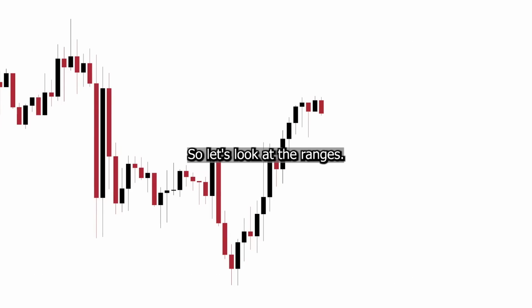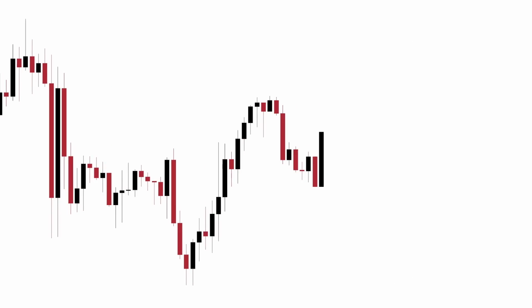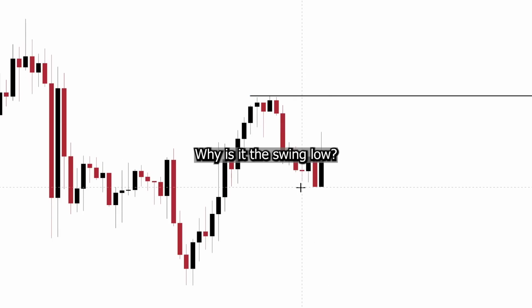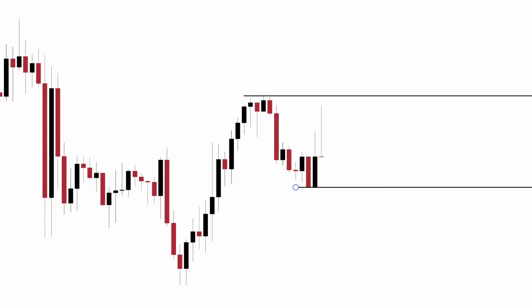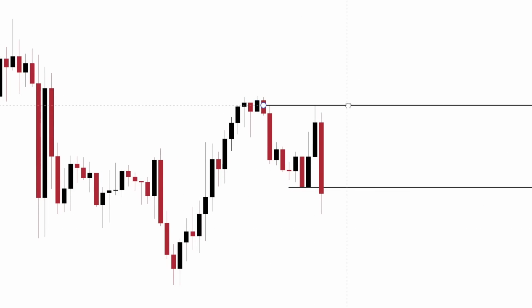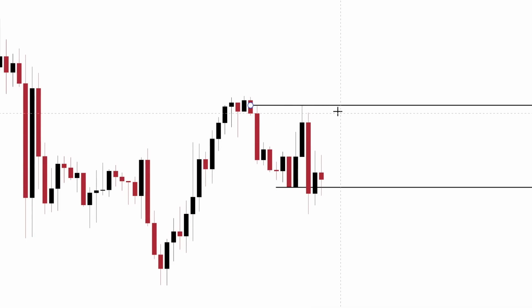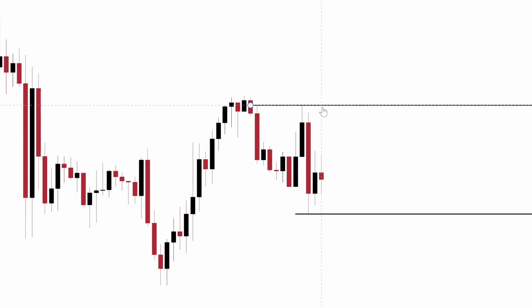So let's look at the ranges. So right now, what range are we operating in? Our current range is this swing high and this swing low. Why is it this swing low? Because we had a significant pullback from this area, forming a peak. Price rejected from the extreme. So now this is our high, and we are waiting for a low to be formed. Okay, now this is our low. So now this is our operating range.